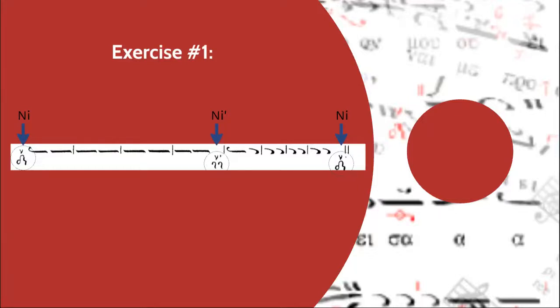Ni, pa, vu, ga, di, ke, zo, ni, ni, zo, ke, di, ga, vu, pa, ni. How did you do? If you still feel unsure of the music, take some time to rewind and run through this exercise again.